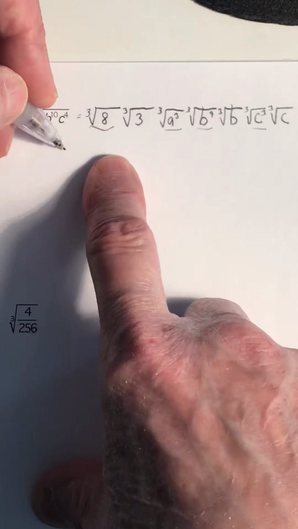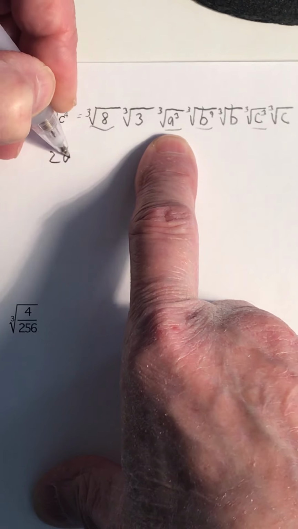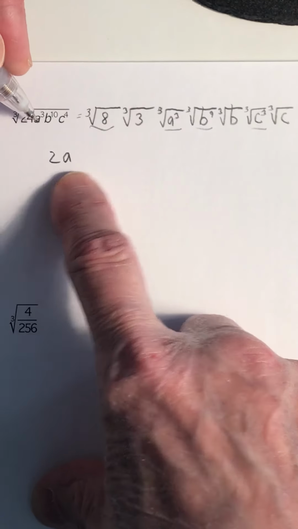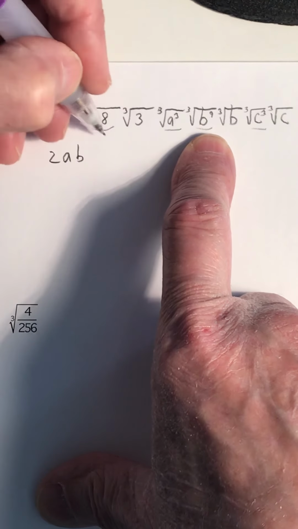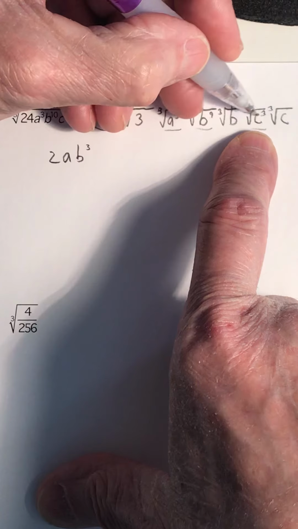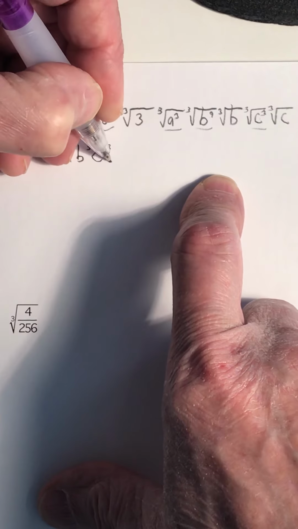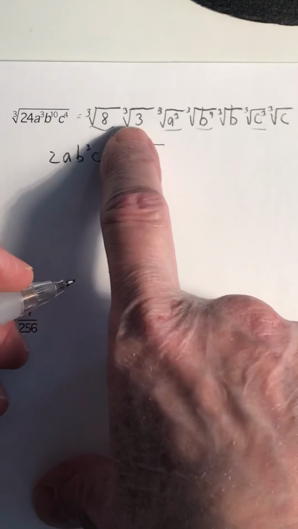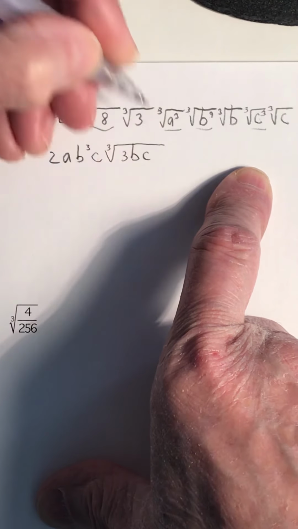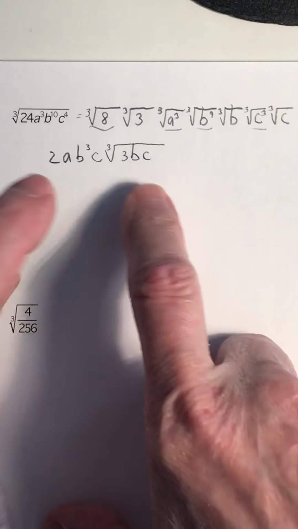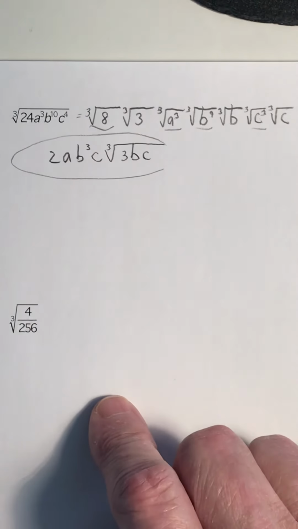So cube root of 8 is 2. Cube root of a to the 3rd is a to the 3 divided by 3, makes that a to the 1. Cube root of b to the 9th is b to the 9 divided by 3 is 3. And cube root of c to the 3rd is c. And what's still living under the radical? A 3, a b, and a c. 3, b, c. Okay, so that's the simplified version of that.